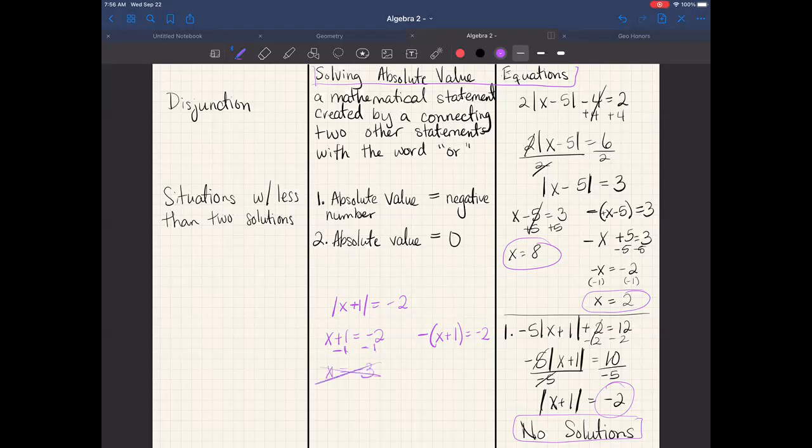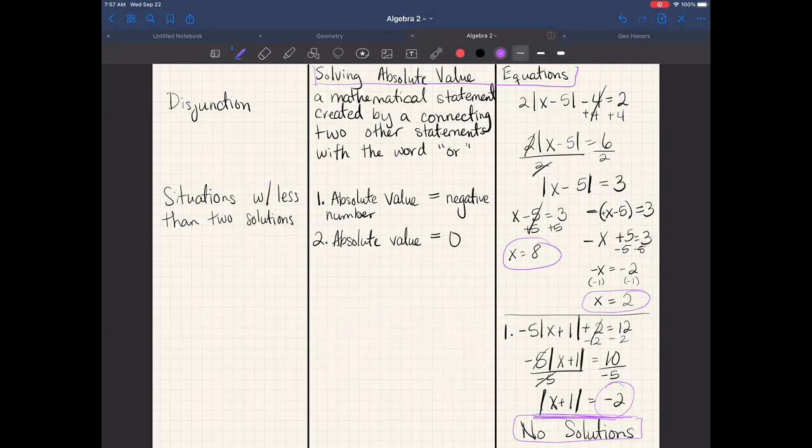And this one, negative x minus 1 equals negative 2. This actually ends up being a positive, but you don't even have to go that far. Once you get to this step and it has that negative 2 value, it's not going to work. It's never going to meet that point. Your graph isn't going to hit that. So once you get the absolute value by itself to equal a negative number, you stop.